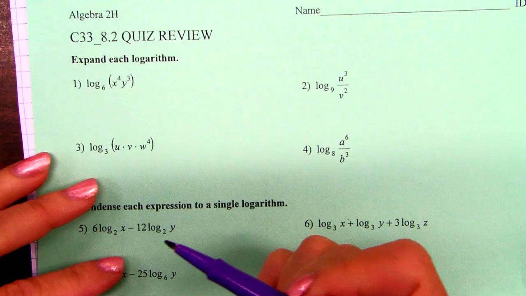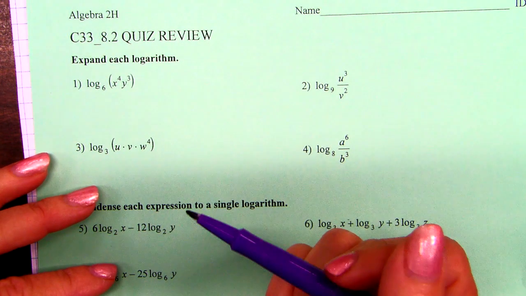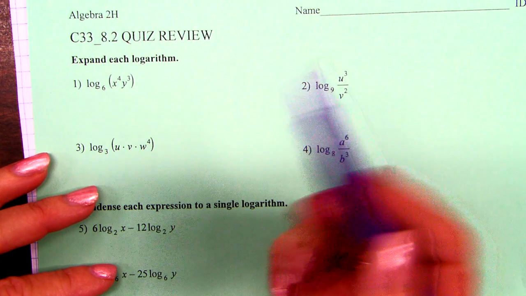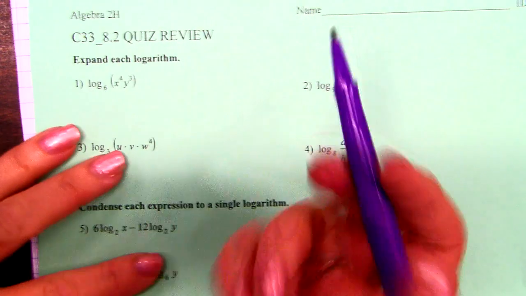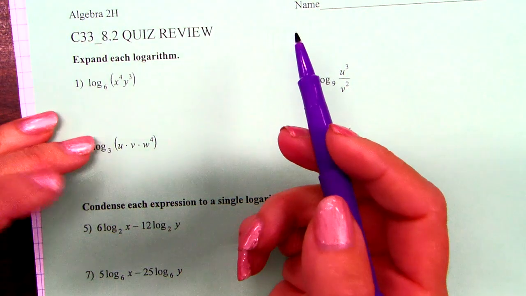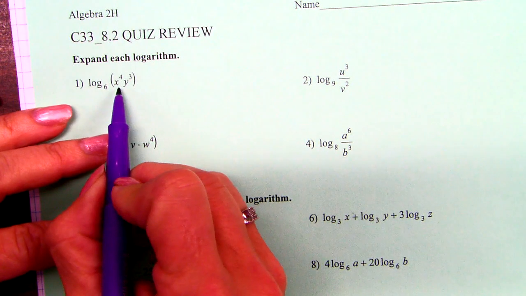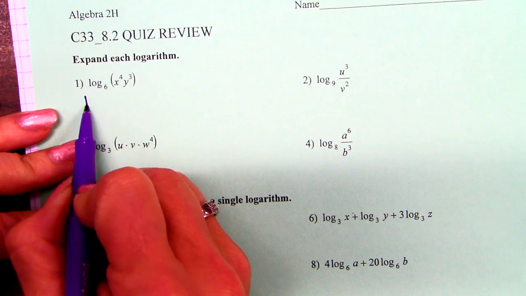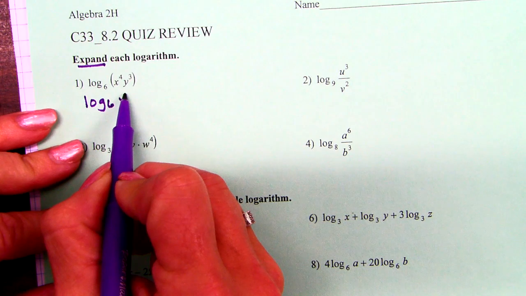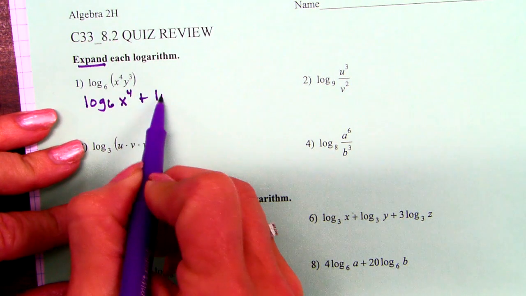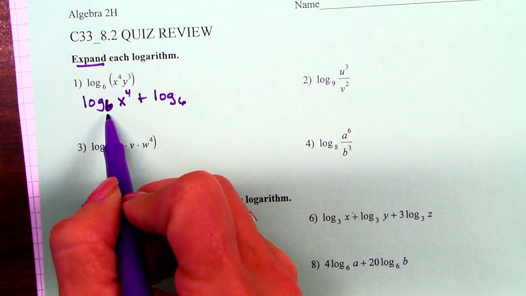Okay, so you have to know your properties, okay? Multiplication and addition go together, division and subtraction go together, and a power on a number or a letter goes to the front, okay? And sometimes we mix more of them together than just one. Like this one has the power property and the product property. So when we expand, we're going to give each of these terms a log base 6. That's a base. Okay? Smaller number.